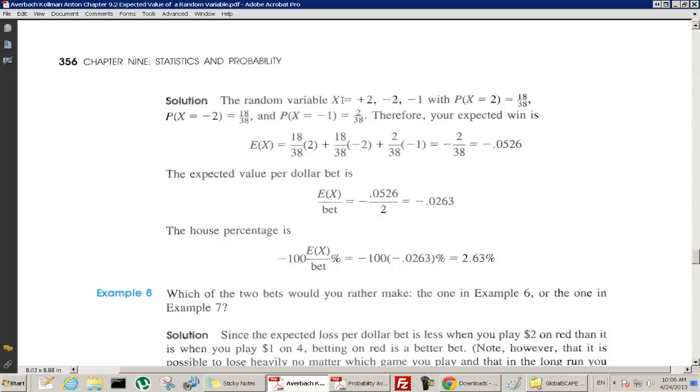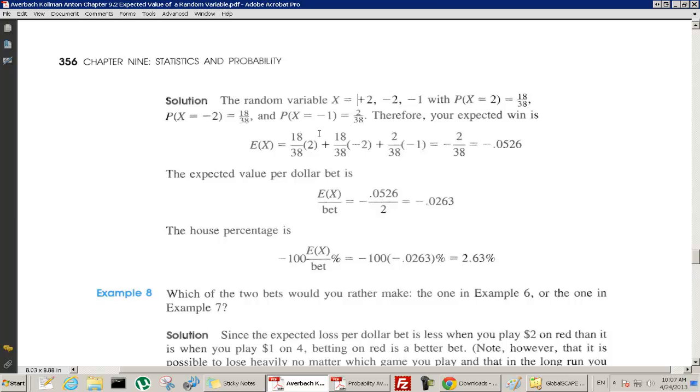So we have the random variable. The values that it can take are +2, -2, and -1. And the probability of +2, we said, is going to be 18 out of 38, not 18 out of 36. And -2 is also 18 out of 38. And this is 2 out of 38 because there's a 0 and a 00. Those are the green ones. In our picture, they were white, but there's 2 out of 38.